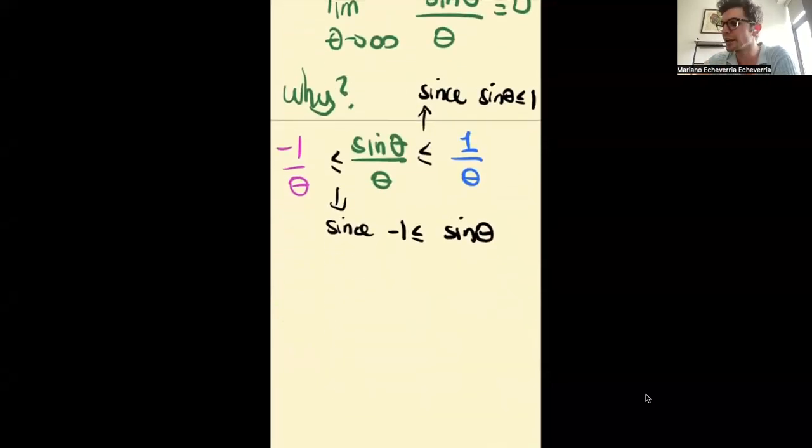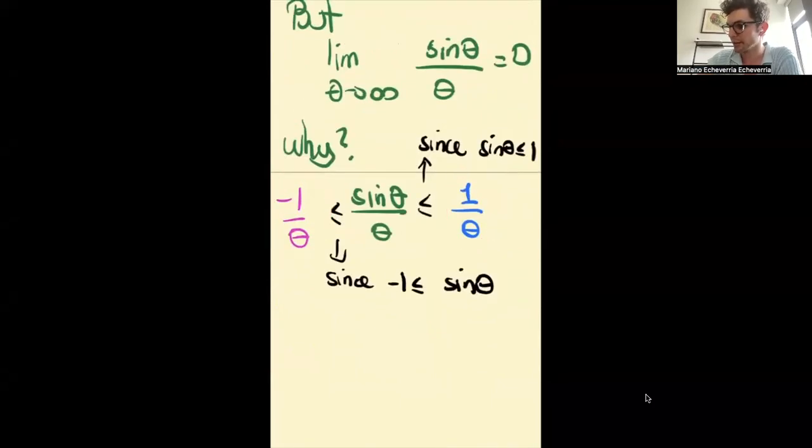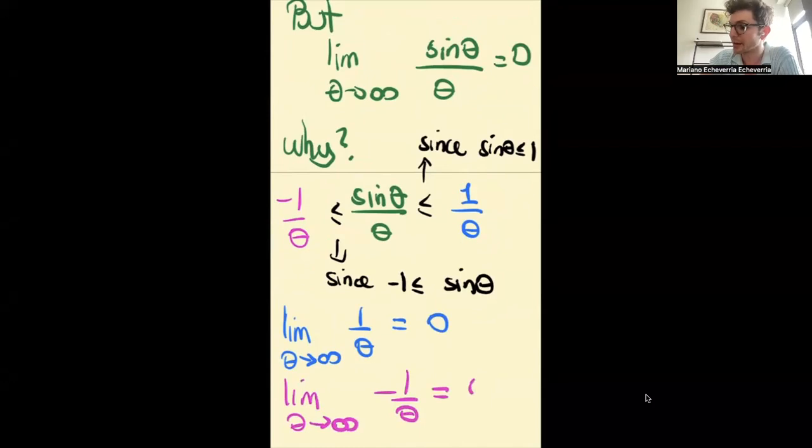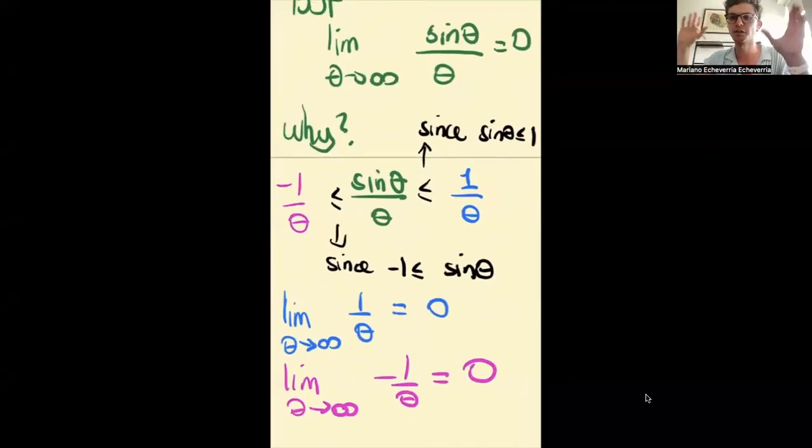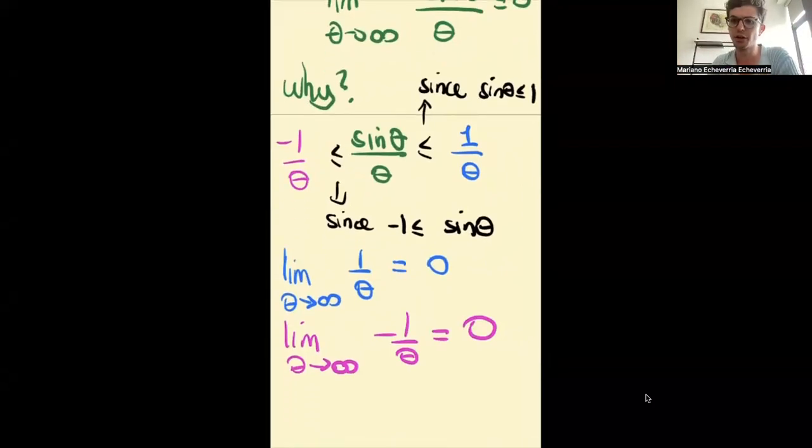So the idea is that it is easier to understand these two limits as theta goes to infinity, because this limit as theta goes to infinity is just zero, right? You're dividing by a very large number. And the limit as theta goes to infinity of the other one, of -1 over theta, is also just zero. So you see, the two extremes, the two walls, are going to zero. So that forces the one in the middle to go to zero as well.